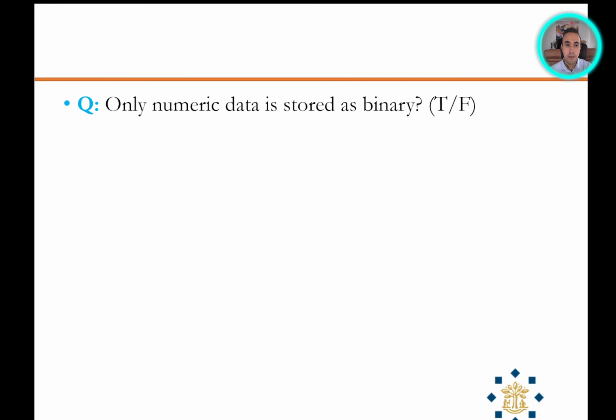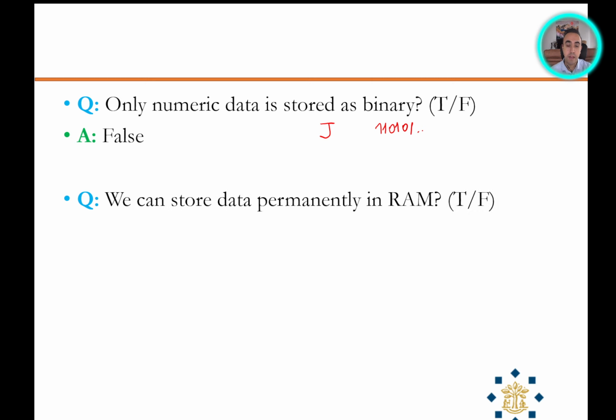All right. Another question. Only numeric data is stored as binary. True or false? The answer is false, because all types of data, whether they're numeric or characters, are stored as binary code, right? For instance, we learned about J, capital J. It was like 110101, something like this. I'm just making it up, okay? So it's not only the numbers 1, 2, 3, 4, 5, it's also A, B, C, D, E that are stored as binary.